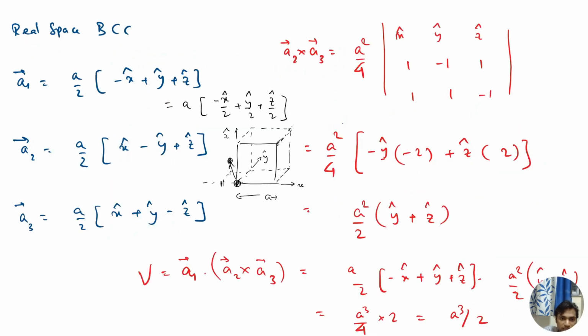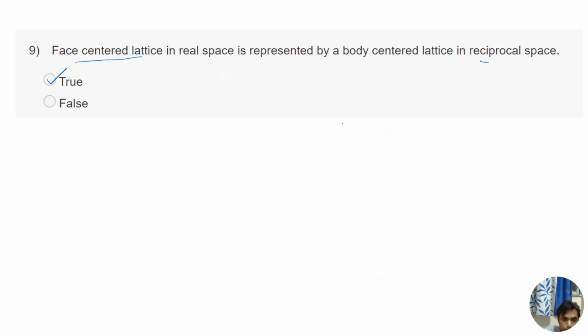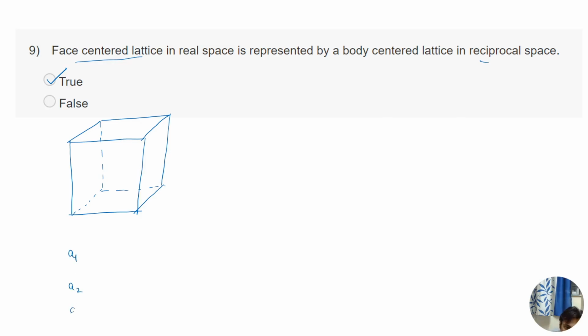What we have here is, let us start afresh. So what is your face-centered cubic lattice? Face-centered cubic lattice means, let us start with defining the real space unit vectors, the real space lattice vectors. So we want to define a1, a2 and a3.